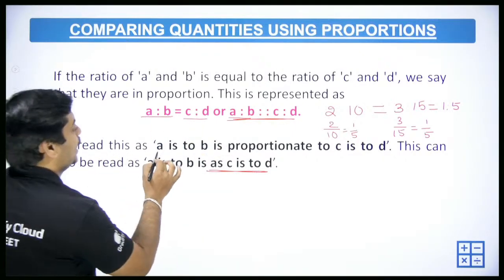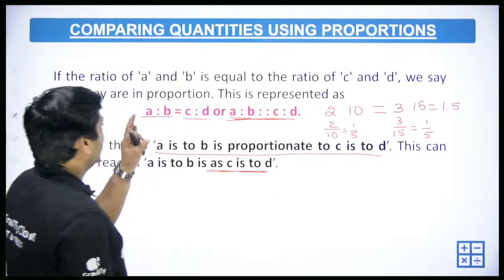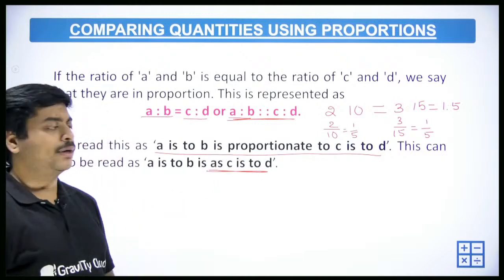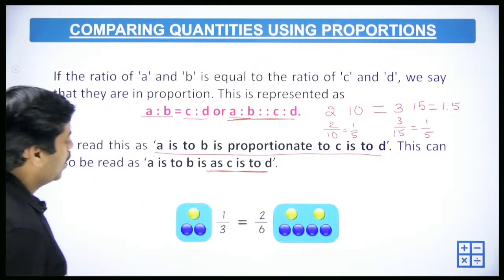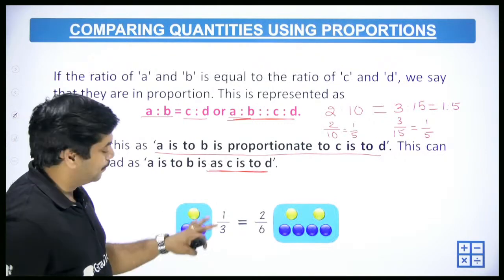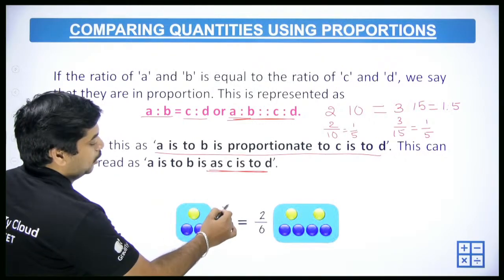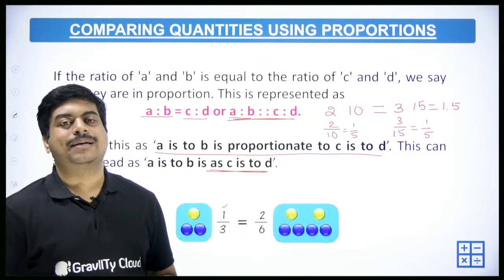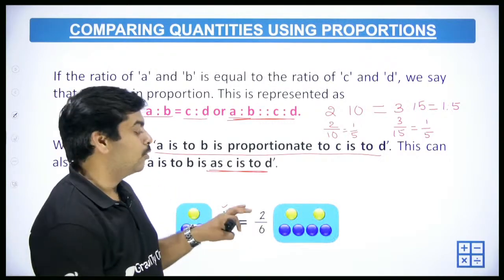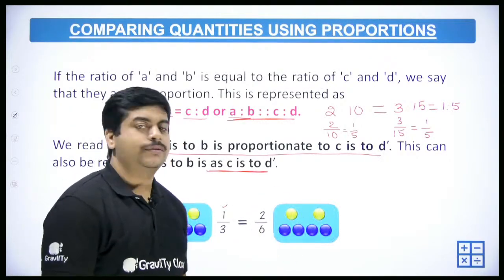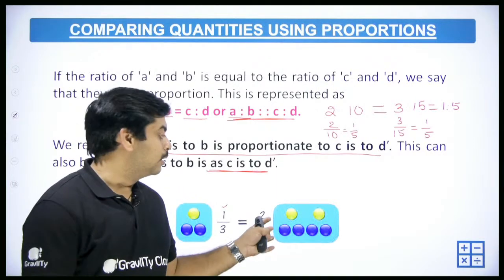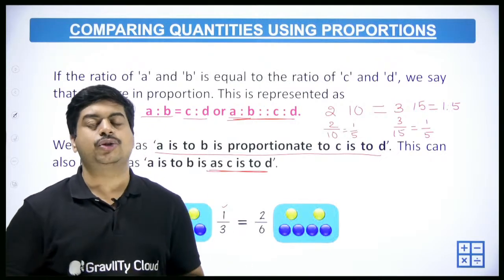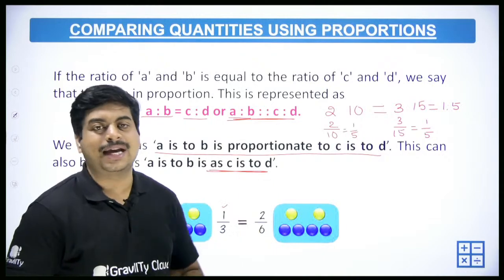We read this as A is to B is proportionate to C is to D. So that is how we try to bring some relations. A small example: if you're talking about yellow balls, out of 3 balls, 1 ball is yellow, and out of 6 balls, 2 balls are yellow. So these two are the same ratios, and we say they are in proportion. In proportion, we don't talk about how many balls we have, how many green balls, yellow balls, or blue balls. But the final value of the ratio should be the same throughout. Then we say they are in proportion.